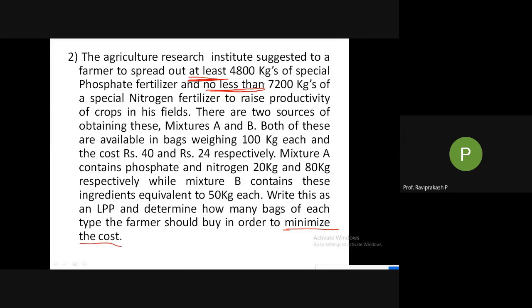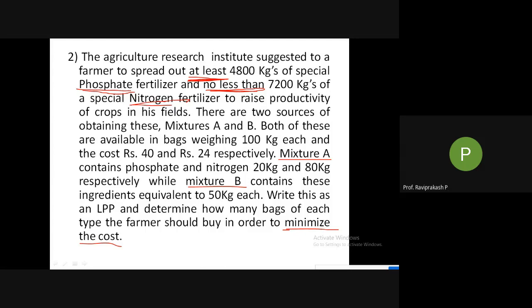Okay, in general, I'll just tell you again. There are two things here: product A and B. So we need to have mixture A and mixture B. Which are the two constraints? Here the two constraints are phosphate and nitrogen. These are just hints that I am giving you. Form that tabular column and try to form the equations.